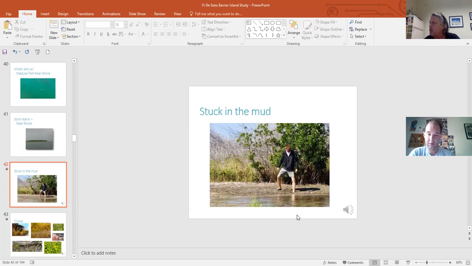Now we do have tide pools. This one has some mangroves and a little bit of salt marsh. See the grass in the foreground here, Fort DeSoto. The beach is out here. So this is behind the beach, and the intracoastals are right here.